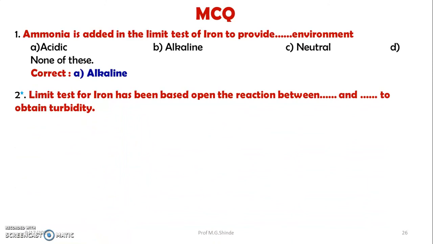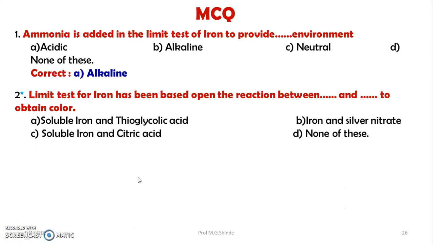Second question is the limit test for iron is based upon the reaction between and to obtain the color. The options are soluble iron and thioglycolic acid, iron and silver nitrate, soluble iron and citric acid, none of these. So here pale purple color is developed by the reaction between soluble iron and thioglycolic acid. The correct option is A.